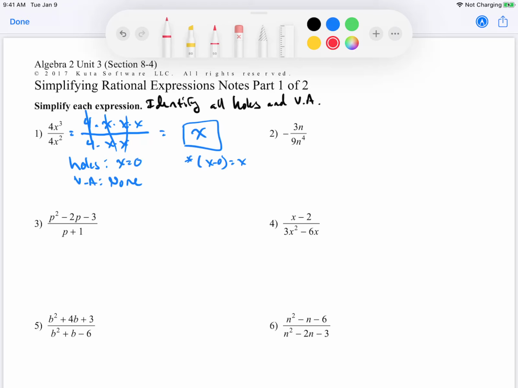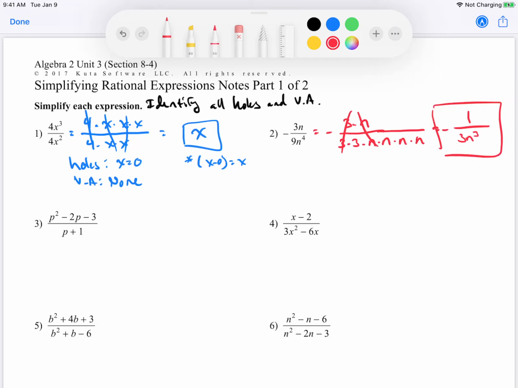Looking at number 2, we're going to do a very similar thing. I'm going to factor this out, but because I see a 3 on top and a 9 on bottom, I actually am going to factor the bottom into 3 times 3. So this is 3 times n all over 3 times 3 times 4 n's. Now, when I factor this out, I can get rid of 1 three and 1 n. So even though I factored everything out of the top, there's still going to be a 1 on top, and then I'm left with 3 times n times n times n, which is the same thing as 3n cubed. Okay, now that's it as far as simplifying.